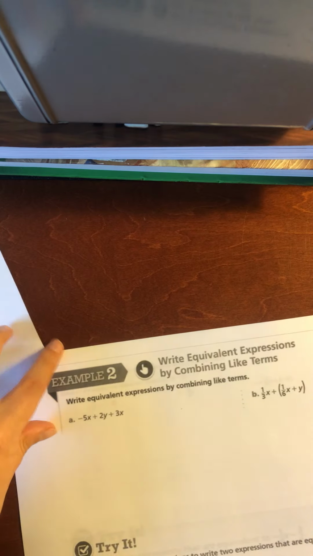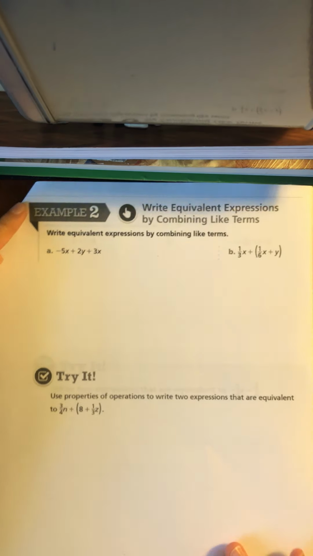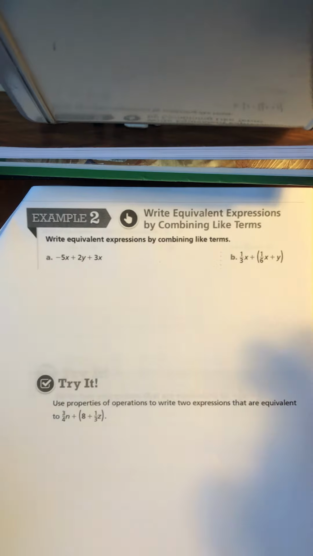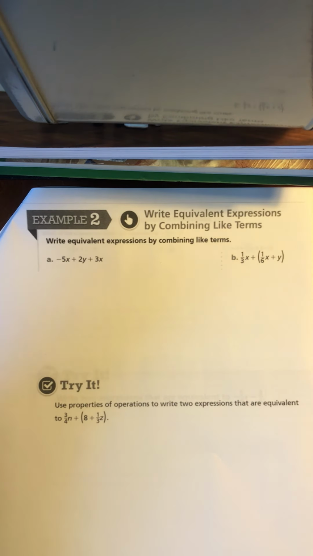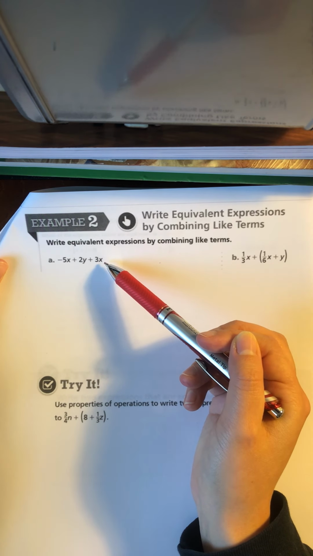Okay, next. Write equivalent expressions by combining like terms. So combining like terms, that's basically like, you know, apples are the same as apples and bananas are the same as bananas. So if you have an apple here and an apple here, you have two apples. You're combining the things that are alike. So if we look at this, and the biggest mistake I saw with this when we were learning this in 6th grade math is we were trying to combine things that were not like terms. So if we look at this first expression, negative 5x plus 2y plus 3x.